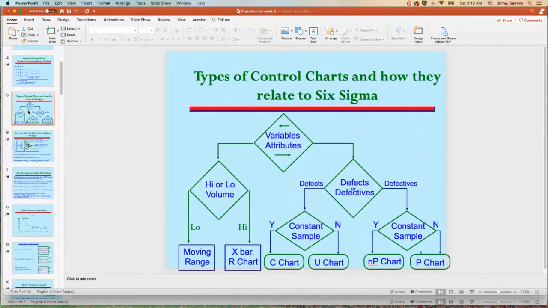So in variable control charts, what we have is a measurement. The operator does a measurement, and then the measurement is compared to pre-recorded or predetermined control limits.